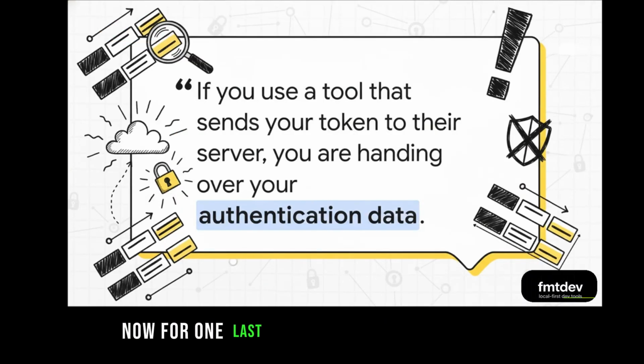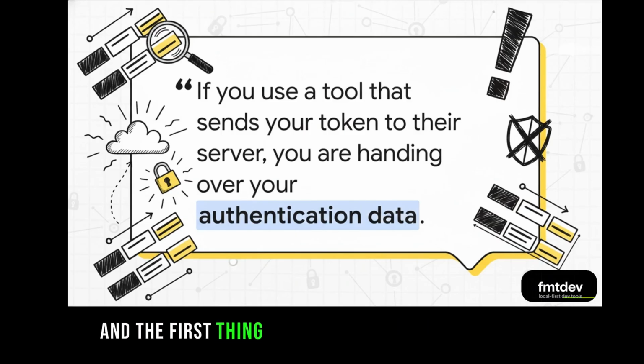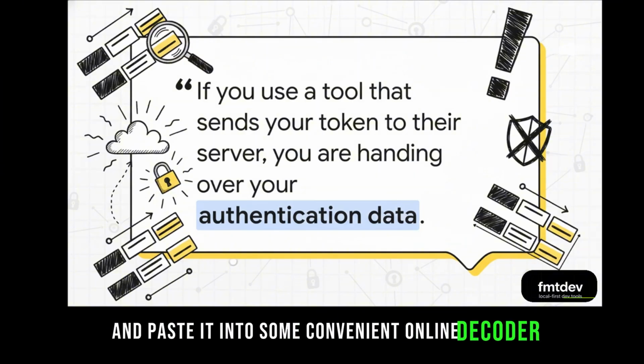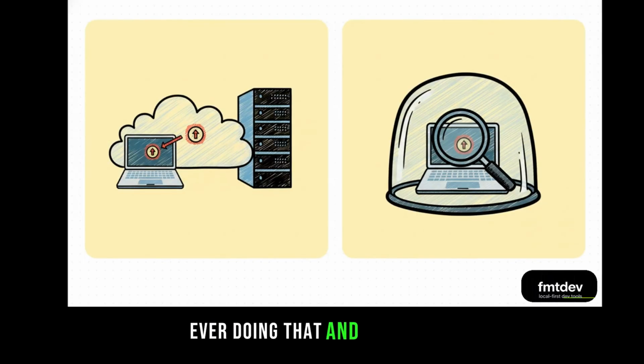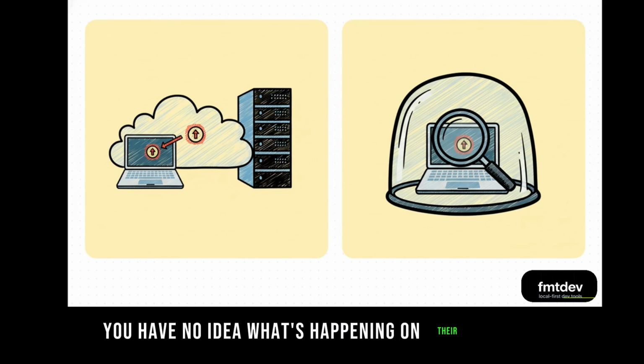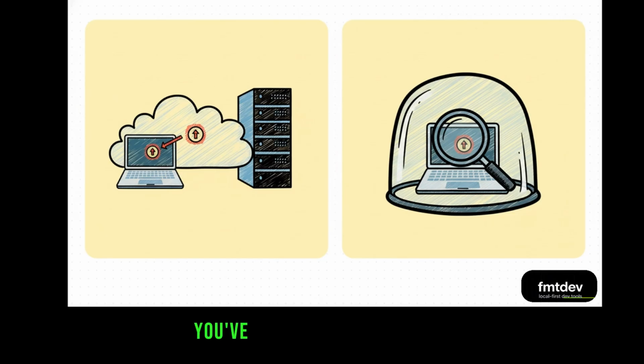Now for one last, super critical piece of advice that is directly for you, the developer. When you're debugging, you often need to see what's inside a JWT. And the first thing so many people do is just copy it and paste it into some convenient online decoder. Please take this as a very serious warning against ever doing that. And here's why. When you paste that token into an online tool, your token leaves your machine. You have no idea what's happening on their servers. Are they logging it? Could they have a data breach? If that token is still active, you've just handed over a live key to your entire application.